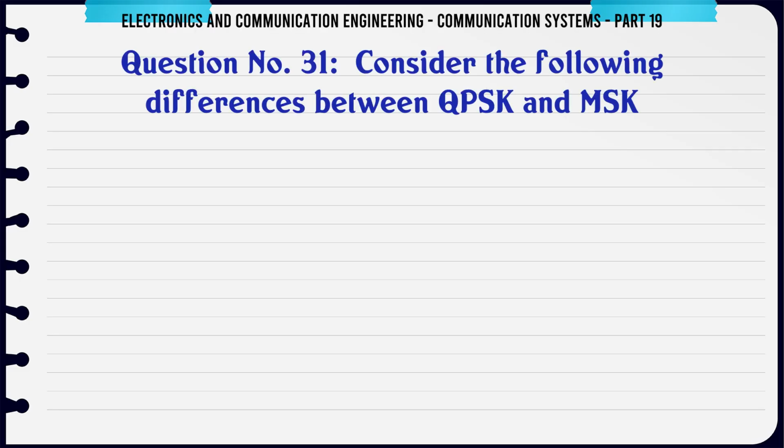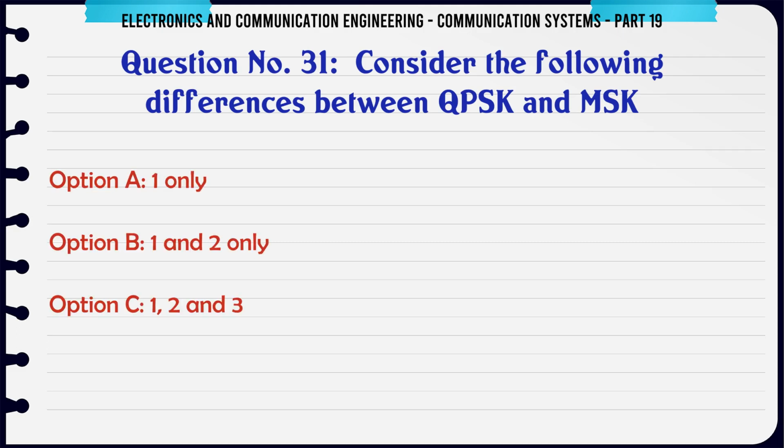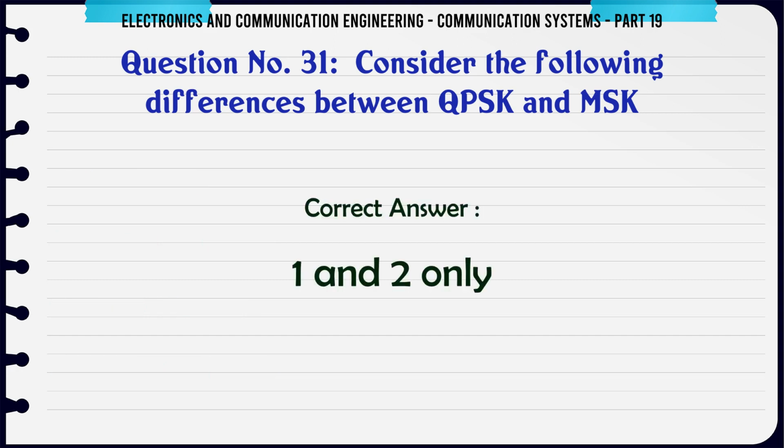Consider the following differences between QPSK and MSK. A. 1 only, B. 1 and 2 only, C. 1, 2 and 3, D. 2 and 3 only. The correct answer is 1 and 2 only.